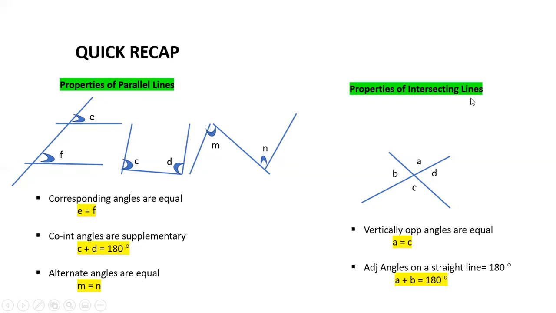So over to properties of intersecting lines. These two lines intersect, and what do we know? We know that vertically opposite angles are equal. A is vertically opposite to C and they are equal. B is equal to D. What else do we know? We know that angles on a straight line add up to 180 degrees. So A and B are on the straight line, so we can say that A plus B is equal to 180 degrees. If the value of A is given, you can find the value of B, vice versa. We should know that about intersecting lines and parallel lines.